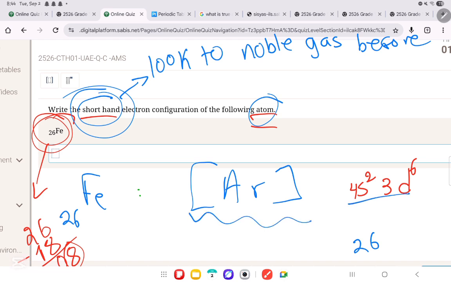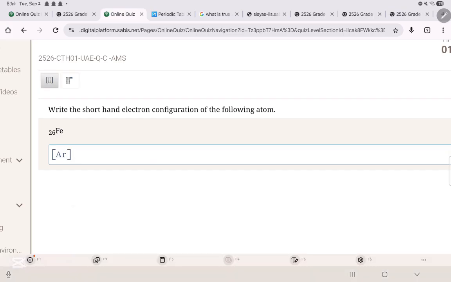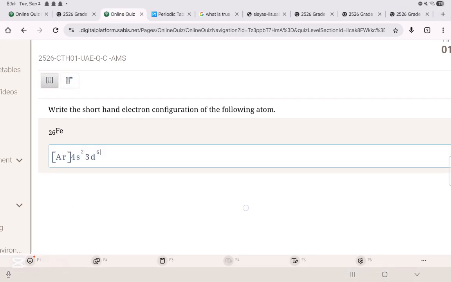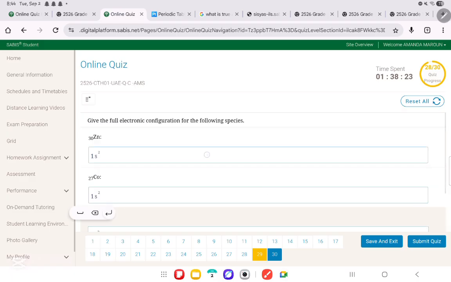Okay, so argon 4s2 3d6. Amazing, that's 28. Now here's the thing, we need to move on to question 29. 29 is a bit of a long question, but if you know how to do electronic configuration, it will not take you 5 minutes, okay?